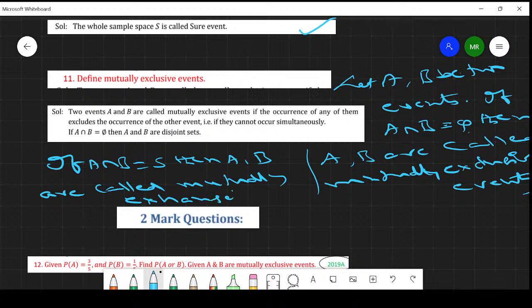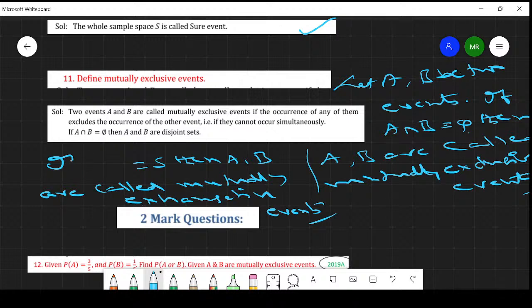Exhaustive events. Remember, mutually exhaustive events. Whenever A union B is equal to S.